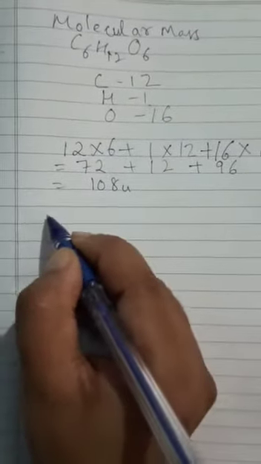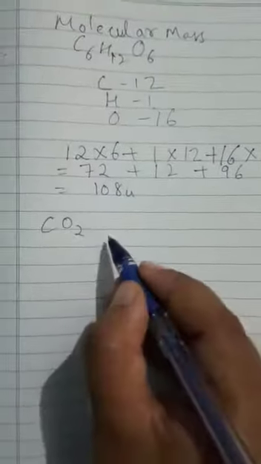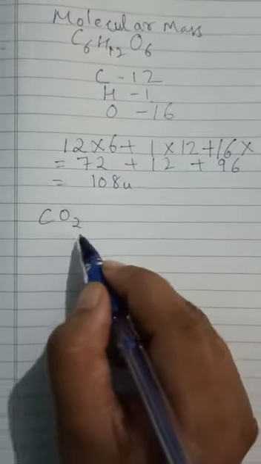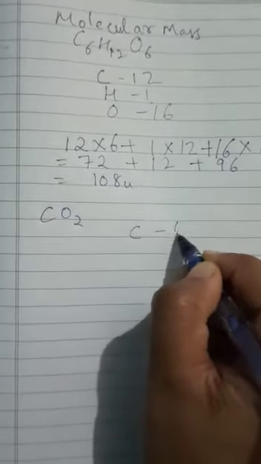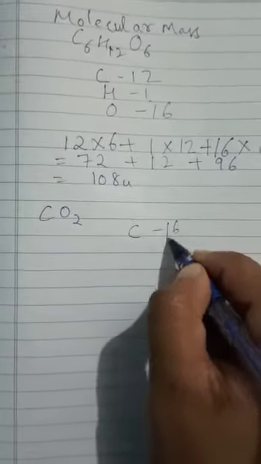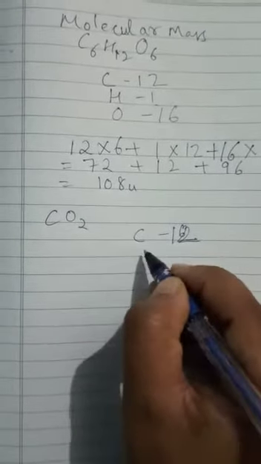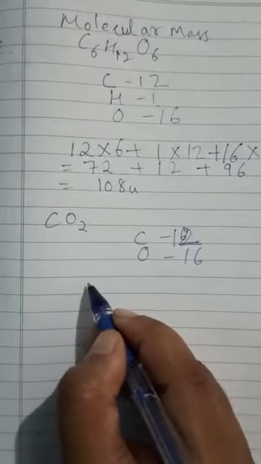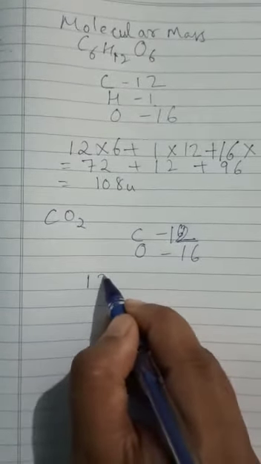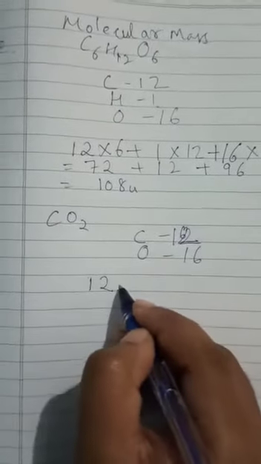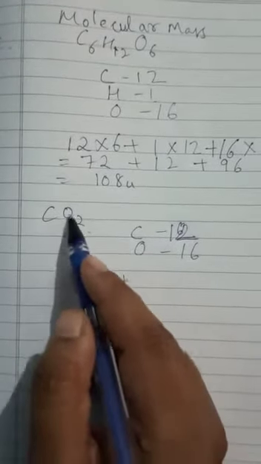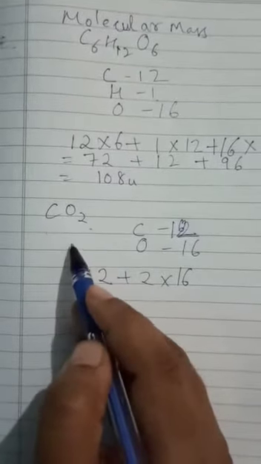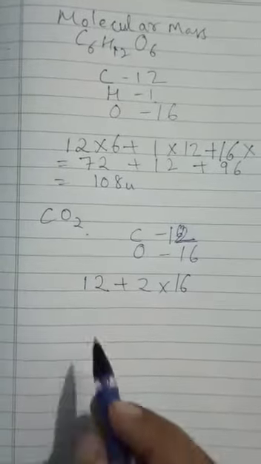Let's take a simple example of CO2 also. Here you can see that there are carbon and oxygen atoms present in this molecule. The mass of one carbon atom is 12, and the mass of one oxygen atom is 16. Now to calculate this, one carbon atom will have the mass 12 only, and there are 2 oxygen atoms, which means 2 into 16 will give you the mass of all the oxygen atoms present in this carbon dioxide molecule.